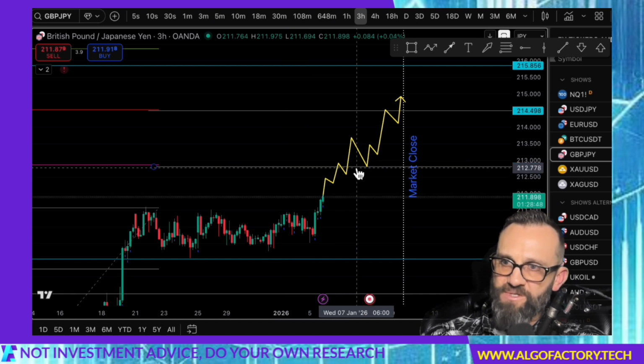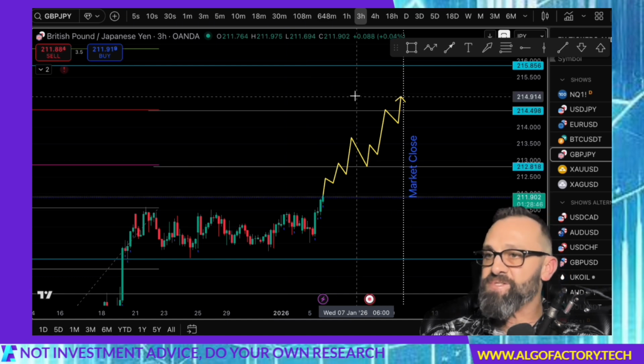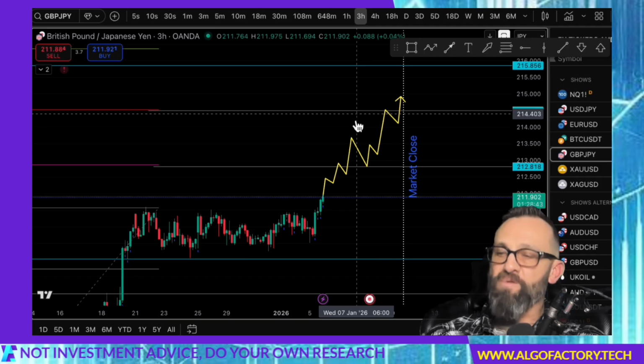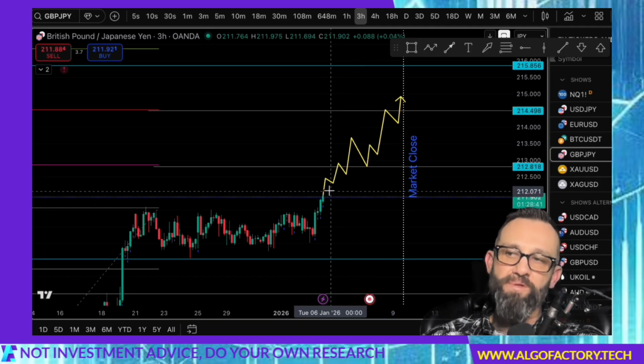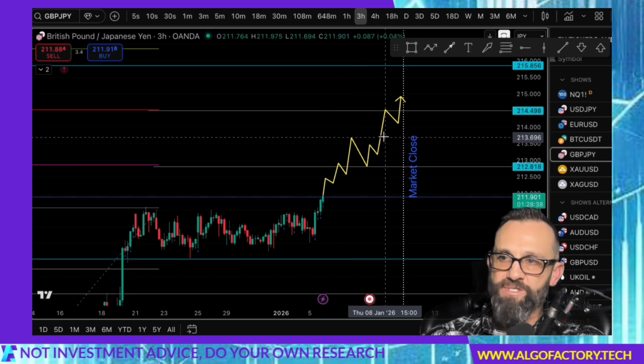We'll probably get a challenge at this Fibonacci level at 212.77, maybe another challenge at 214.46, but really this thing's pretty darn bullish. I expect it to either shoot up or inch up, and maybe a little bit of both.